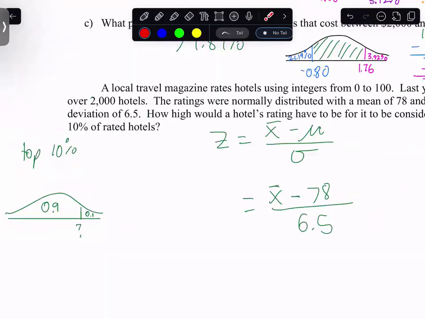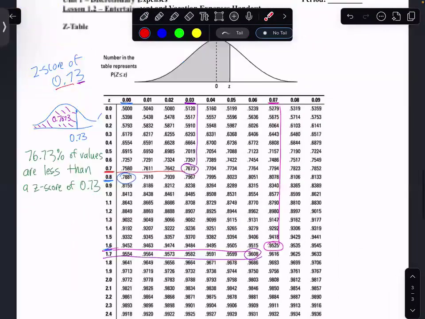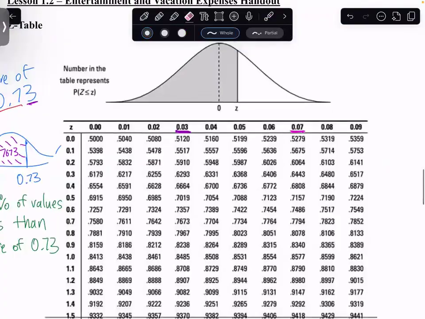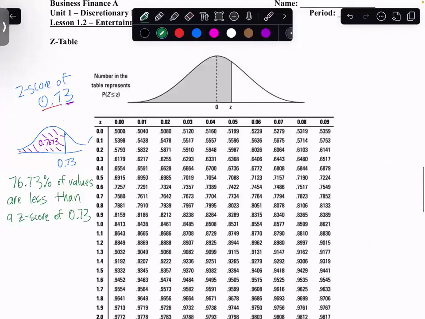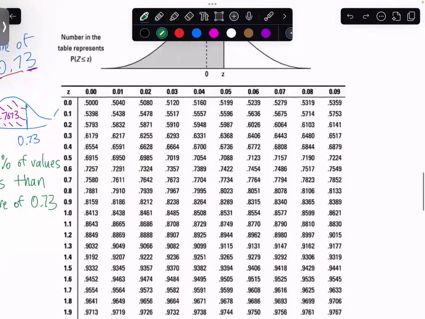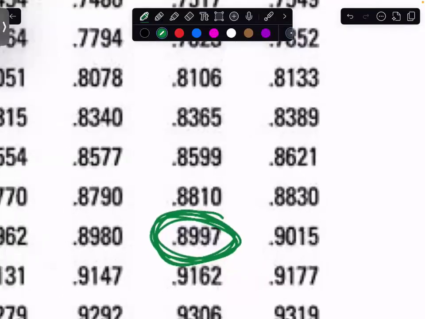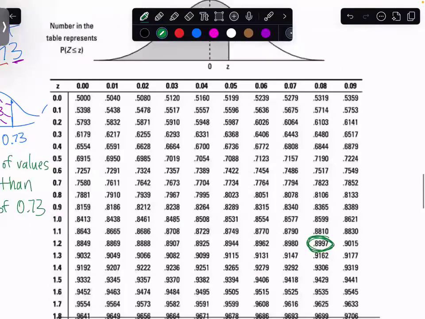Okay, so let's go to the table. But we're going to use it kind of backwards from before, right? We're not looking up 0.9 on the outside, because we want the area. We want the inside to be 0.9. Okay, so look at the inside and try to find 0.9 or as close as possible. Okay, so to me, this looks like the closest number to 0.9, 0.8997. Okay, so what z-score does this?